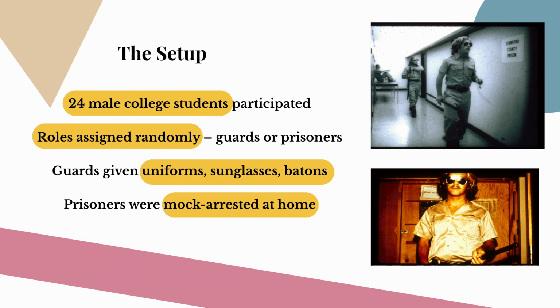Participants, all psychologically screened and deemed healthy, were randomly assigned roles of guard or prisoner. The prison was simulated, but the psychological consequences were very real. Guards were given uniforms, batons, and mirrored sunglasses. Prisoners wore smocks and were referred to by number, not names.